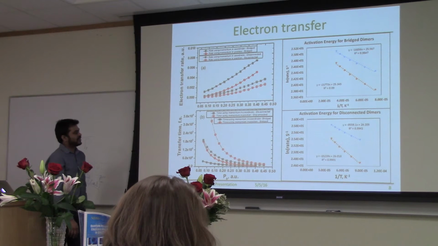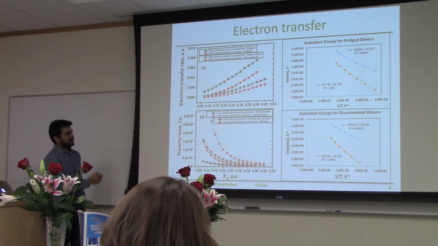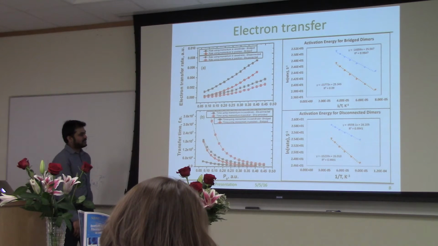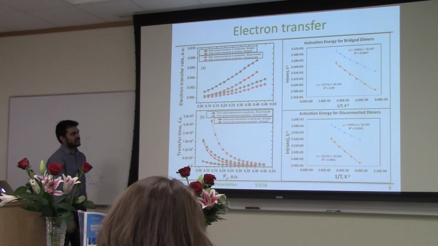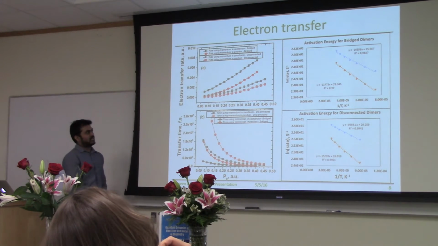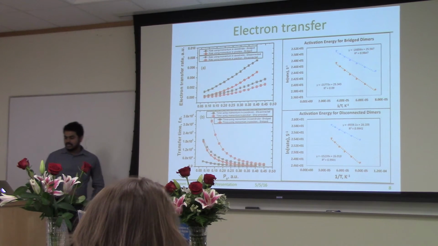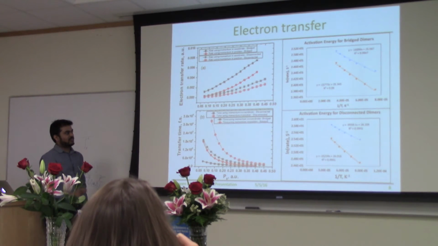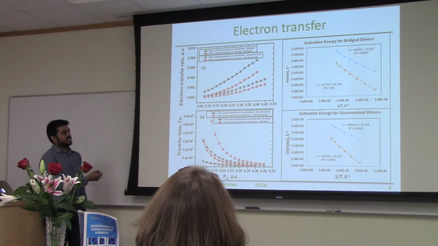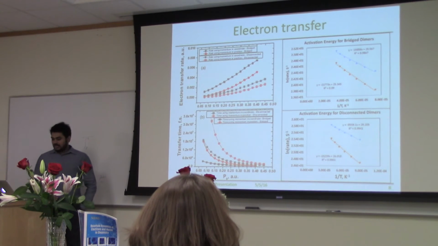Here in the second panel, I am showing the transfer time rates. The time decay is much faster again for the bridged dimers versus the disconnected dimers. As we have the rate constants here, I compared them with the temperatures and utilized the Arrhenius equation to plot the Arrhenius graphs, and I found the slopes, from which I calculated the activation energies. I found that the activation energy trend is similar to what I found through the potential energy surfaces, that the activation energy is much lower for the bridged dimers compared to the disconnected dimers.